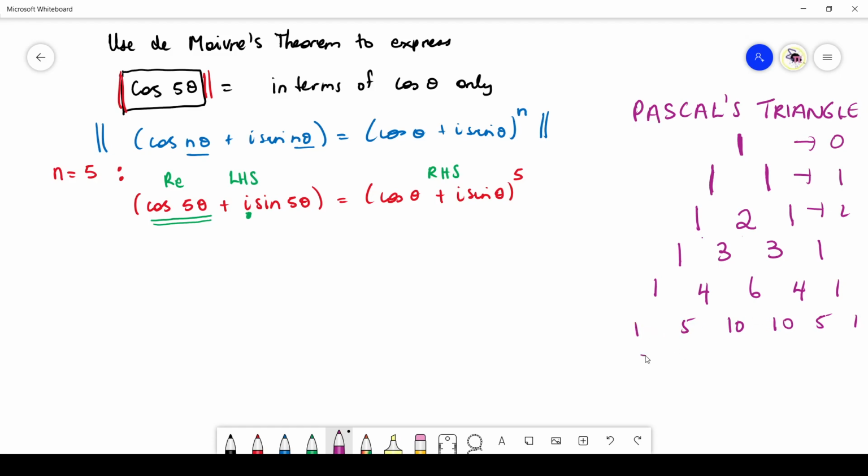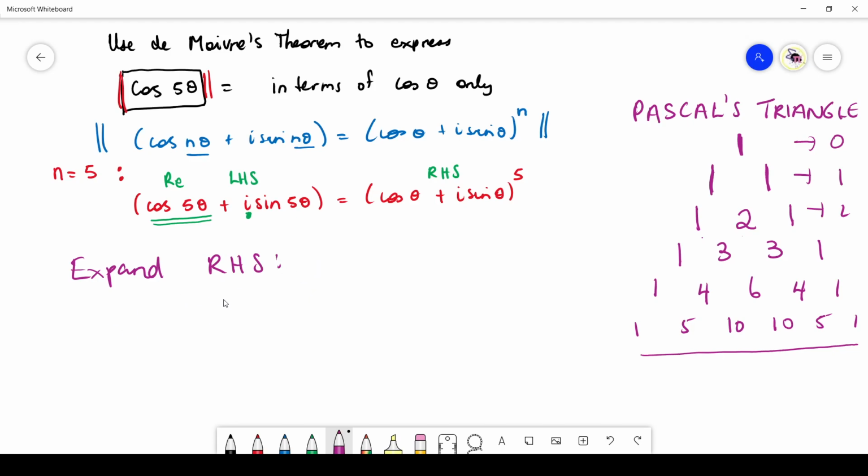This line is what we're going to use to tell us, first of all, how many terms we're going to get in the expansion of this right-hand side. We're going to get 1, 2, 3, 4, 5, 6 terms, and the coefficient in front of each term is going to be each of these numbers as follows. So let's go ahead and expand that right-hand side using that knowledge of Pascal's triangle.